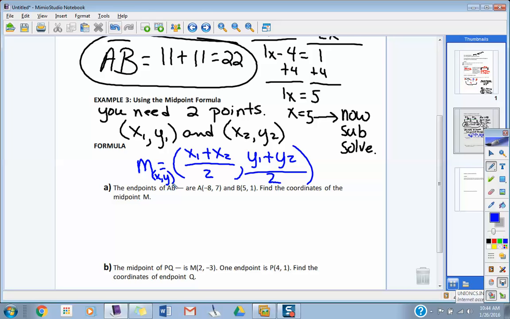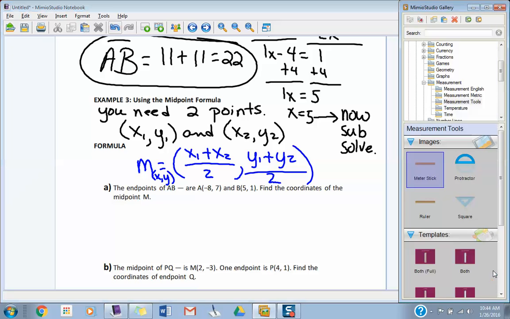So let's take a look at this. Here's what I want to do. While you're getting that formula down, I'm gonna load up a coordinate plane here.